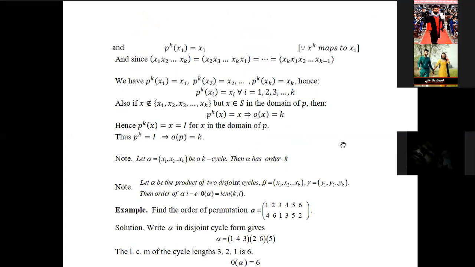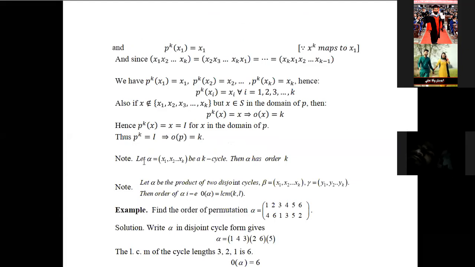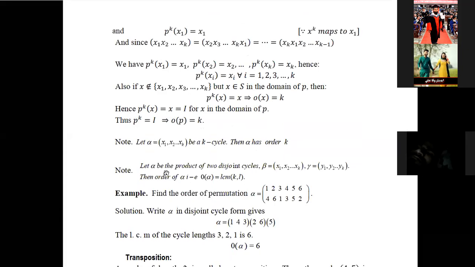But this is only one cycle. See here in this example, only one cycle whose length is 3. But any permutation can be written as a product of disjoint cycles. If we have 2 or 3 disjoint cycles, then how do we find the order? This is the question, and it is very easy. Let alpha be a cycle from x1 to xk, a k-cycle, then alpha has order k. We already did that. Now again another very important theorem.